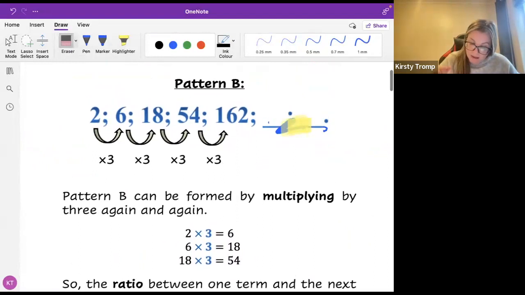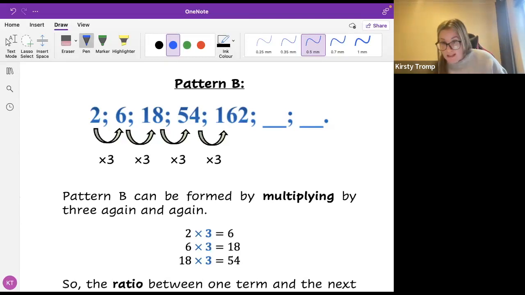If we go look at pattern B, I've got 2, 6, 18, 54, and 162. So if I'm looking at those numbers now, I'm not seeing a constant difference, so I'm not adding or subtracting something that's staying the same each time. Instead, what am I doing now? Now I'm multiplying. So 2 times 3 gives me 6. 6 times 3 gives me 18. 18 times 3 gives me 54. 54 times 3 gives me 162.